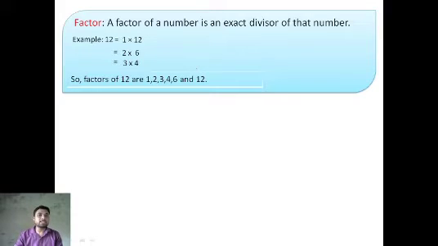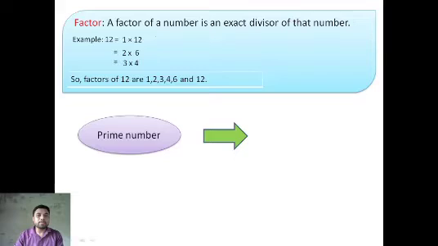So what is the definition of a factor? A factor of a number is an exact divisor of that number. Is it clear? That means the number by which you can divide the number exactly, there will be no remainder. Is it clear? Okay.